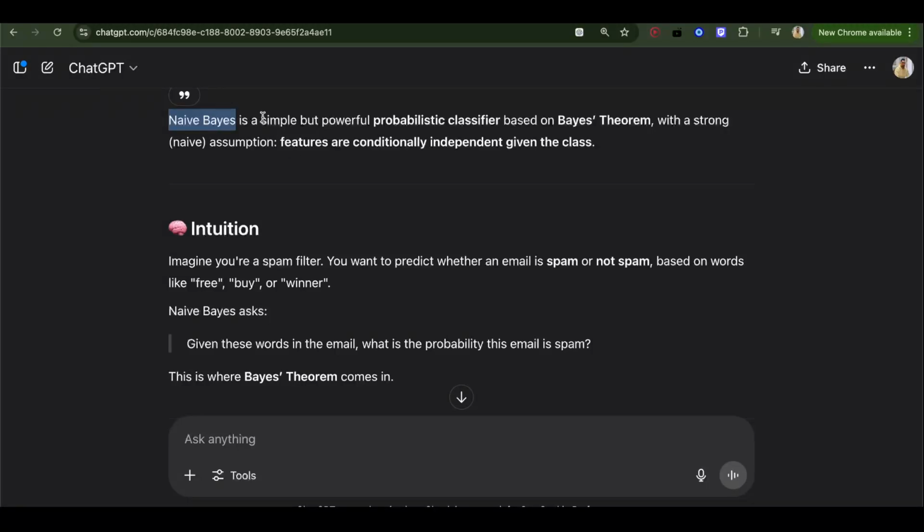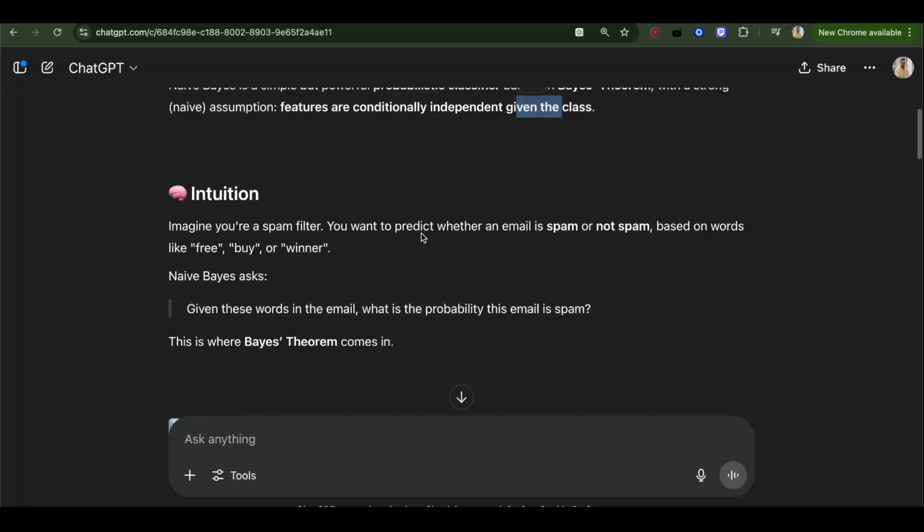Naive Bayes is a simple but powerful probabilistic classifier based on Bayes' theorem, with a strong naive assumption. Features are conditionally independent given the class. So what does all of that mean?